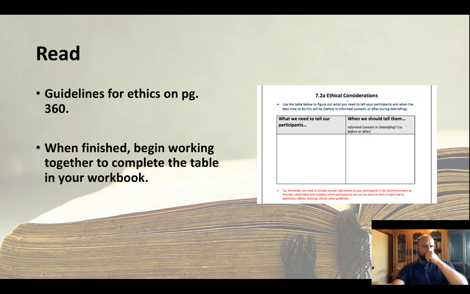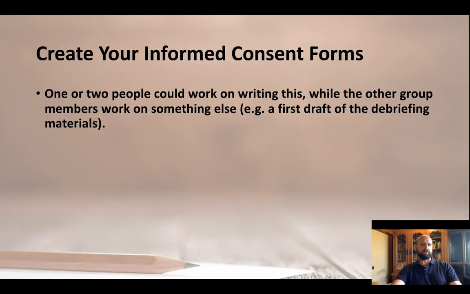I would get them just to read the guidelines on page 360. And this table in the workbook is designed so that here is stuff that they have to tell their participants, and hopefully they're going to be reading and making note of this. It's things like, okay, you've got the right to withdraw, your data is going to be anonymous, but also it should be things specific to their research, right? And then here it's about, okay, when do we tell them? Do we tell them before, do we tell them after? And that's getting a little bit more tricky.